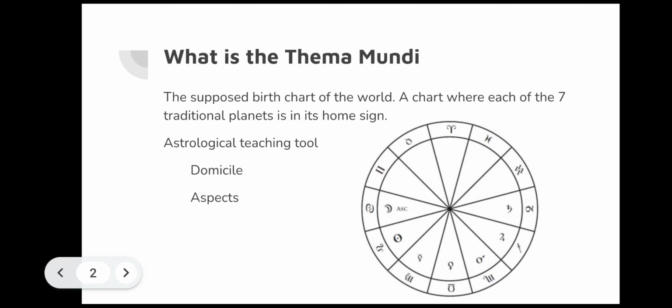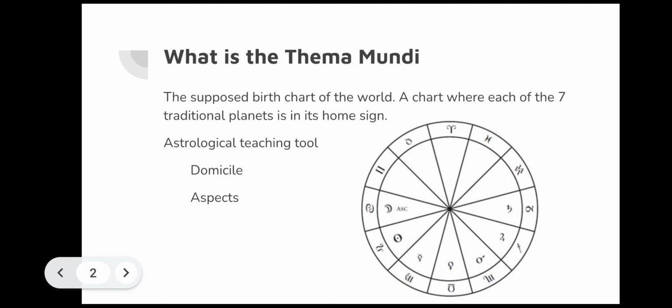It's really good for teaching the domicile, or where a planet is at home. If you've ever heard of a planet ruling over a sign, that's what I'm talking about. And then it's also good at teaching aspects, and so that's how I'm going to break it up.